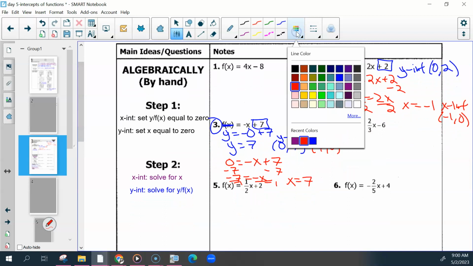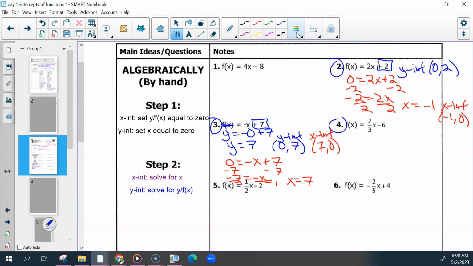For number 4, the y-intercept can be found the same way. So what would that ordered pair be? 0, -6. X-intercept can be found the same way. This is the same as y, so you can write y equals and then change it to 0, or just change it to 0.